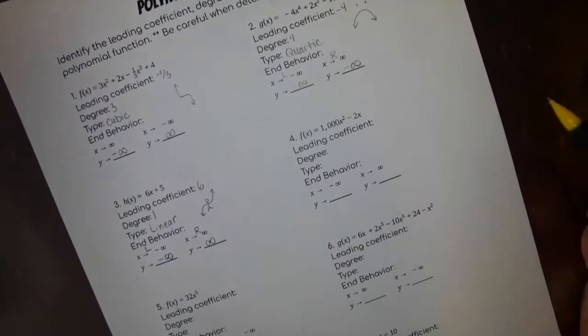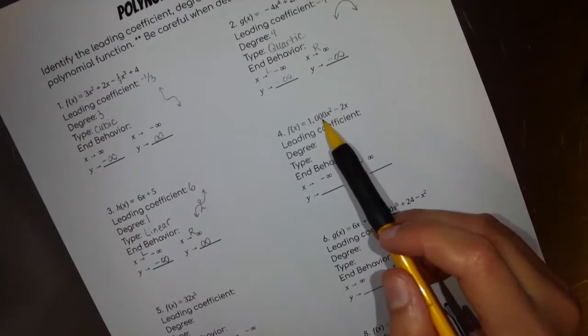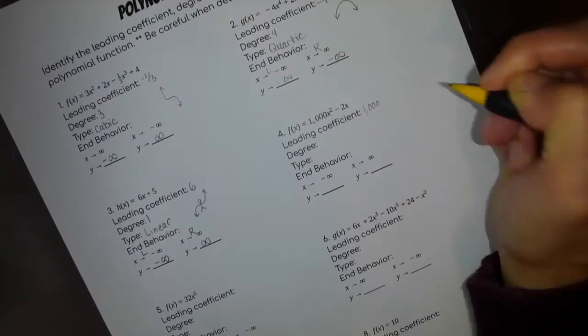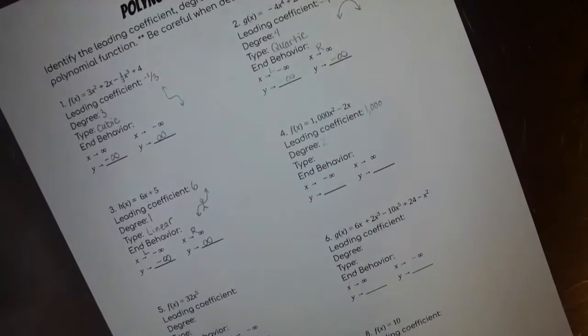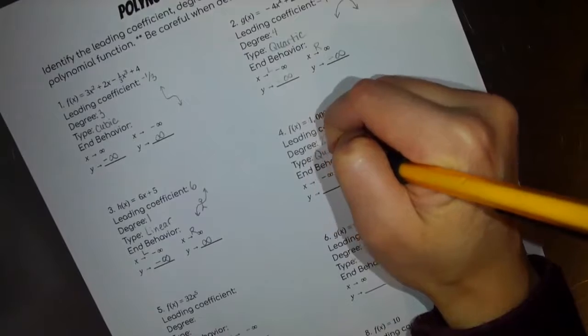Okay, next one, leading coefficient, highest exponent is 2, therefore this number, 1000, is our leading coefficient. Degree is 2, that's our highest exponent. The degree of 2 means the type is quadratic.